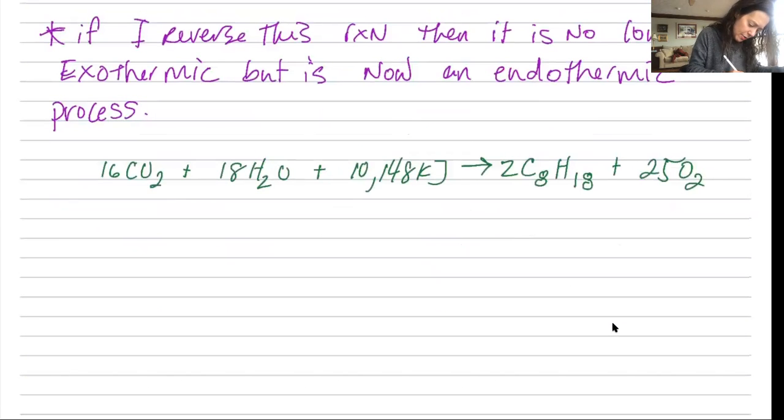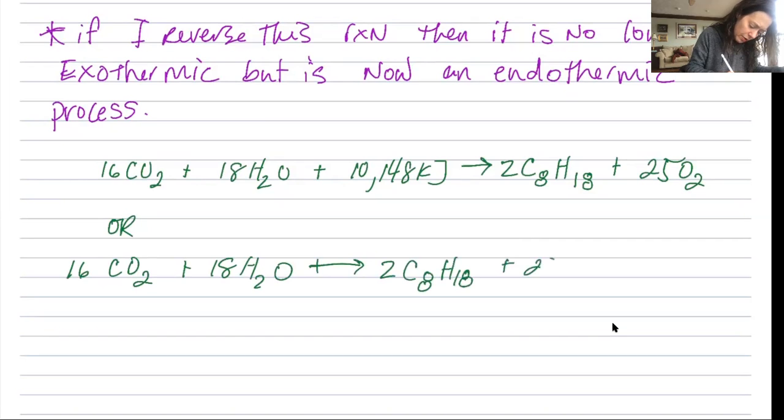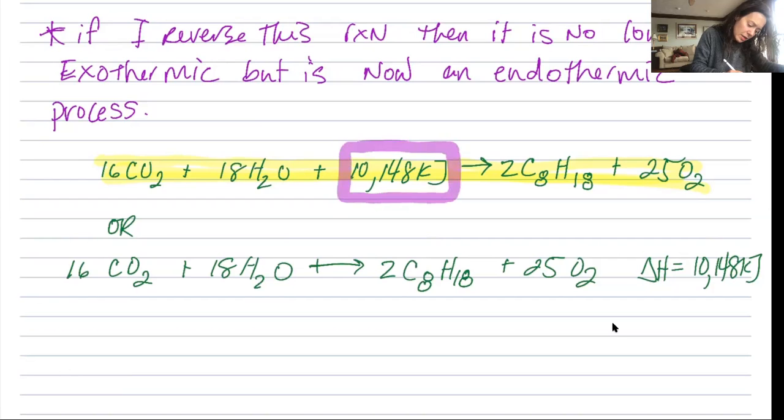Right? So we have an endothermic process, or I could write this as 16 CO2 plus 18 H2O yields 2C8H18 plus 25O2. This time my delta H would be equal to positive 10,148 kilojoules. Okay? So what that means is when this reaction goes in this direction, you must add this much energy in order to make this process occur. Okay?